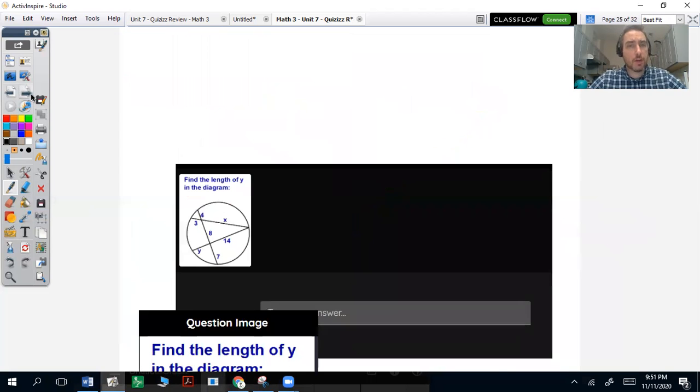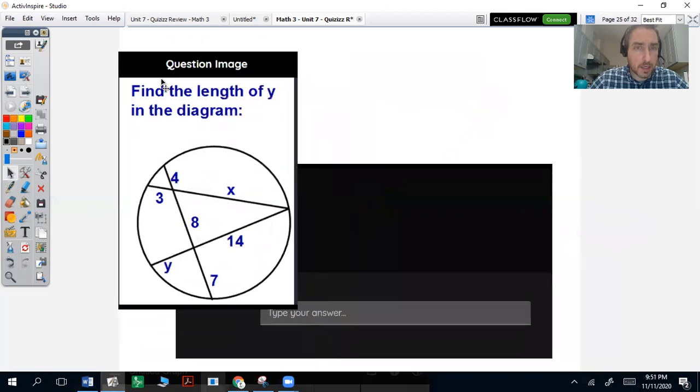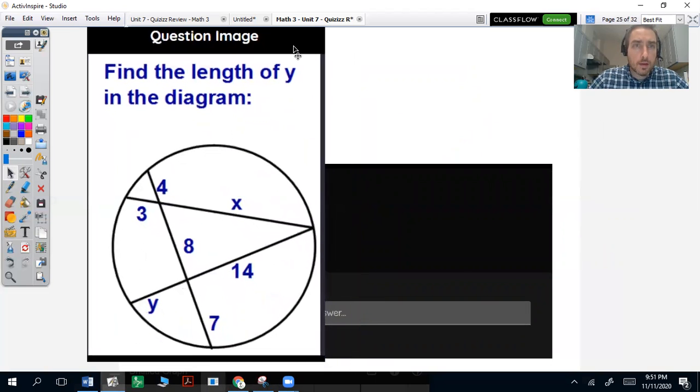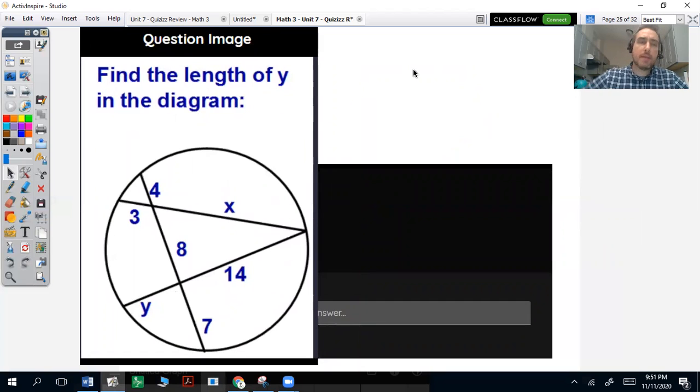All right, next question. See if you can try this one. Make this bigger again. Find the length of y. Same diagram as before, but now we want to know what is this down here. So let's go to the next part of this segment. That's 14. Those are going to be the numbers we use in our equation. So it's going to be 14y equals.